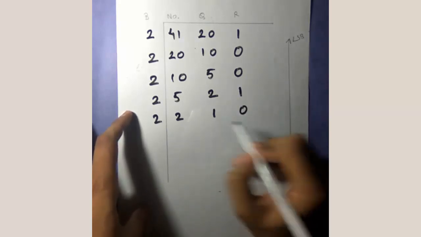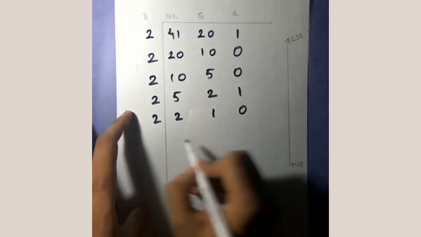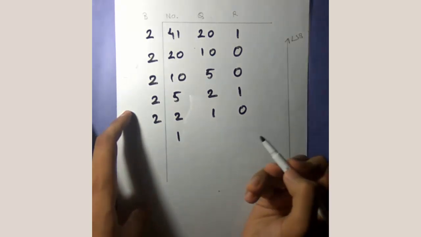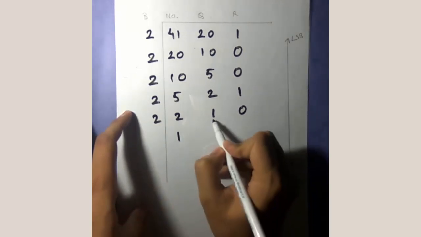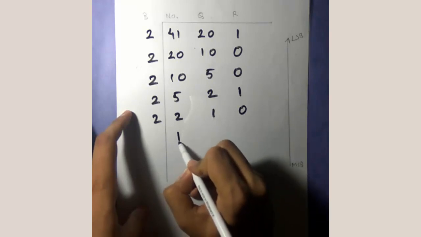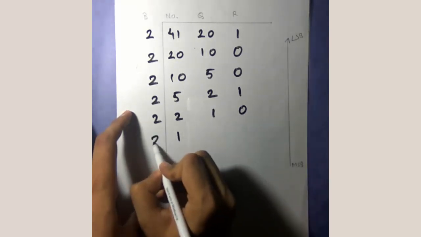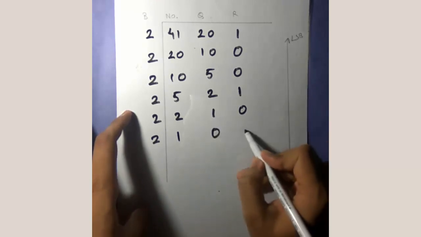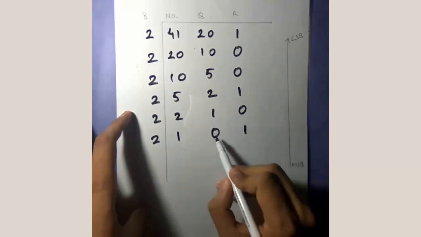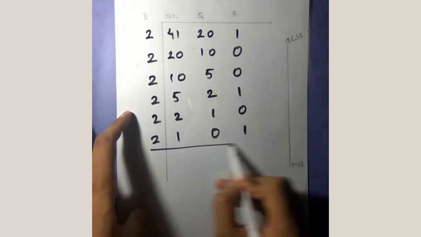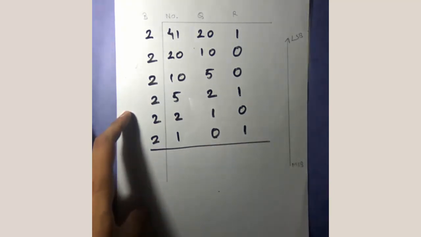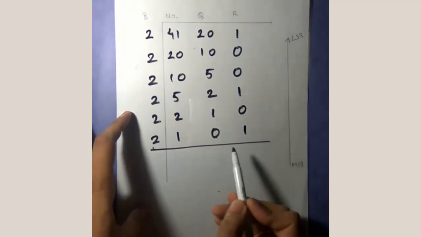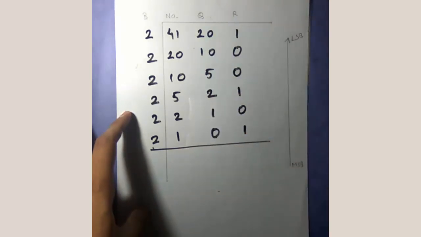Now when I approach this step as quotient is 1, it will not give me any quotient for the next division with 2, but it will give me a remainder as 1. And now this division cannot be continued, so it ends over here. Until we approach to this step, the division is supposed to be continued.